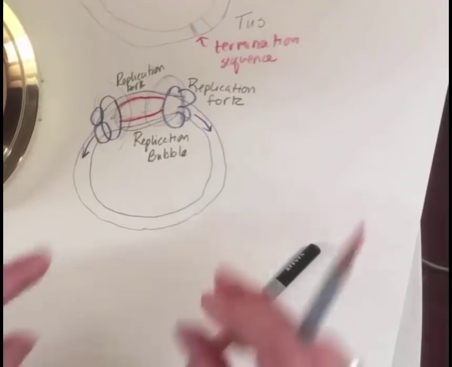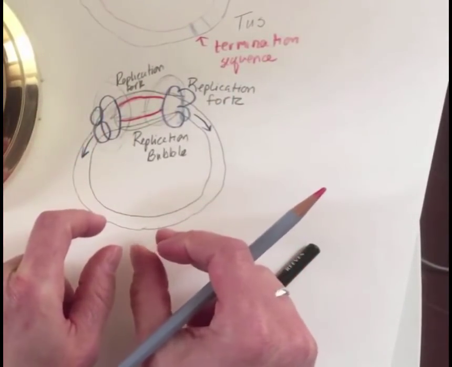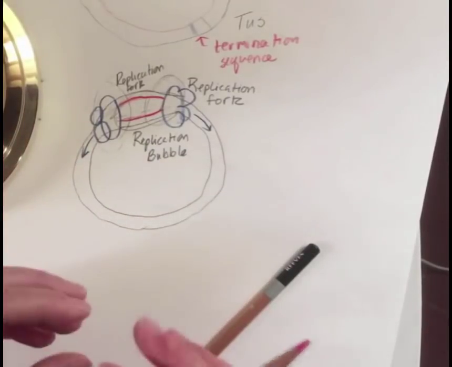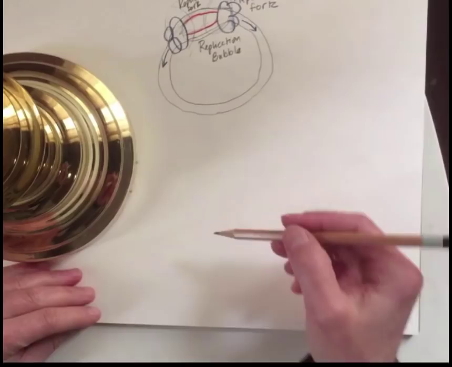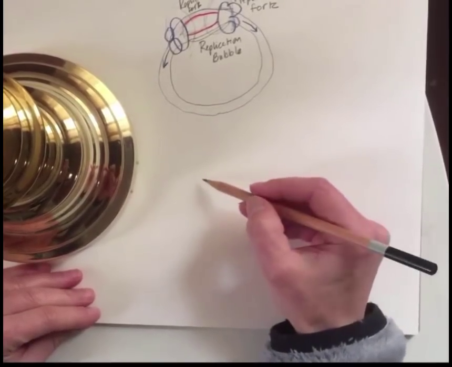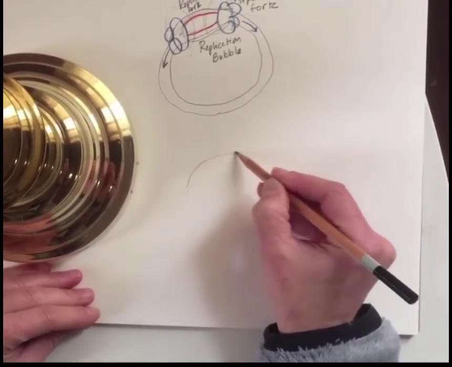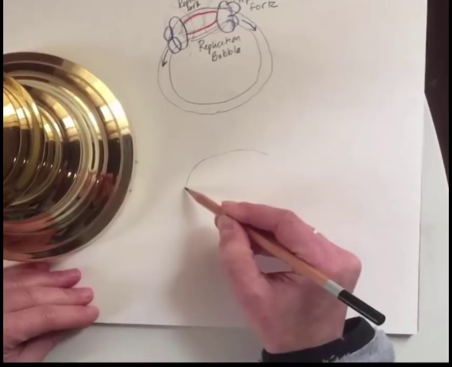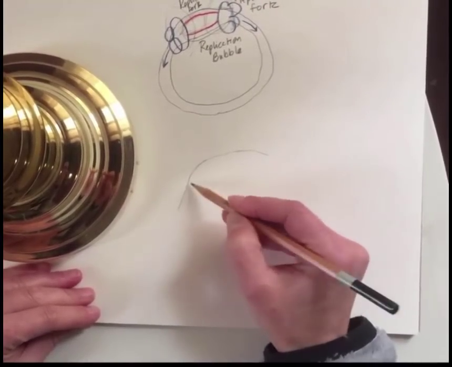Now you can see how, as both replication forks go in their opposite directions, that replication bubble is going to get bigger and bigger and bigger. So let's do another time lapse and show the replication bubble getting bigger. So now we're seeing this replication bubble getting much larger. So I'm just going to draw much more time has lapsed.